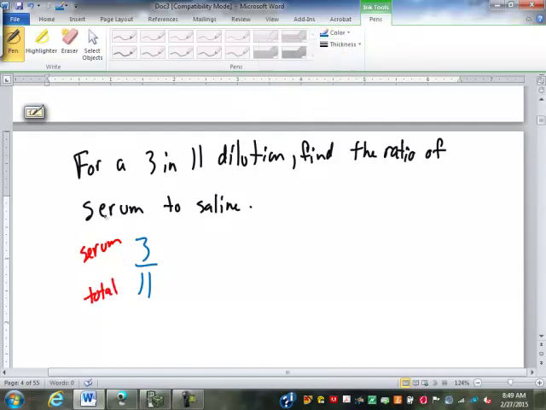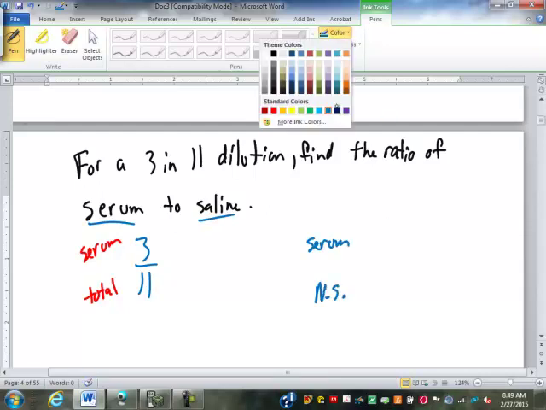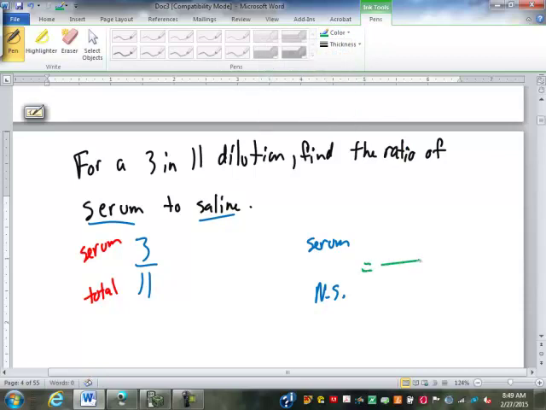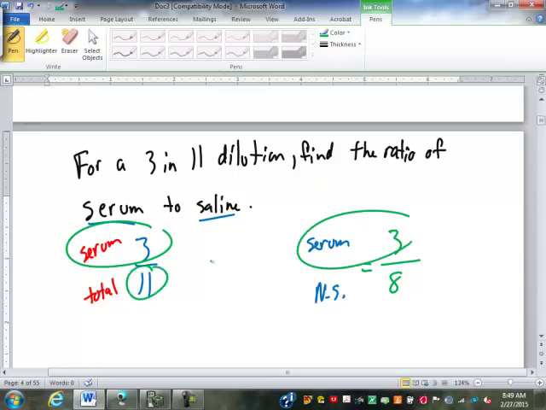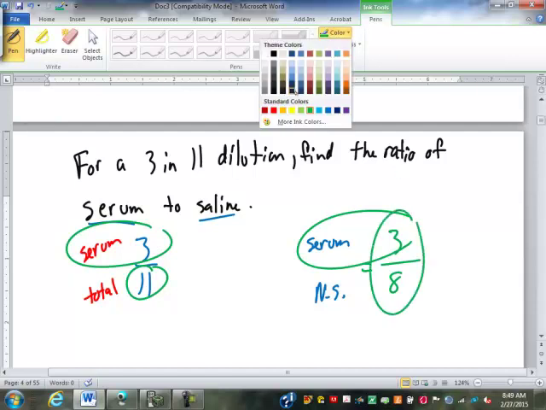We want serum to saline. What numbers are going to go in that ratio? 3 over 8. Very good. Still 3 parts of serum. If we had 11 total parts, take out the 3 parts of serum, there's 8 parts left over that have to be saline. So 3 and 8.